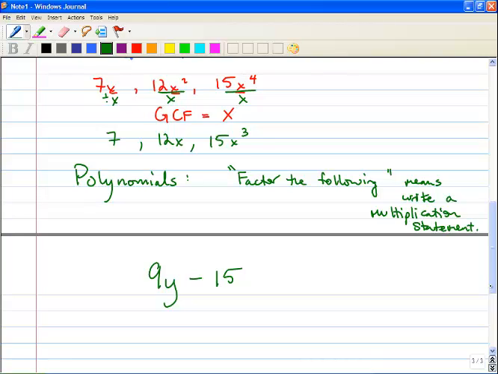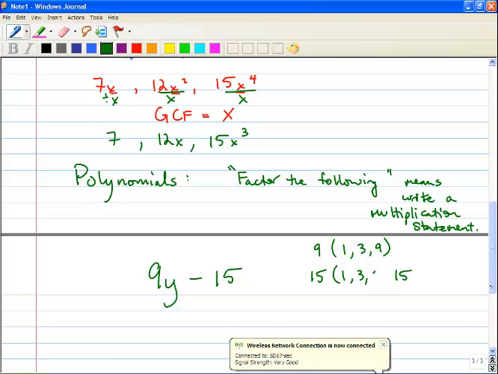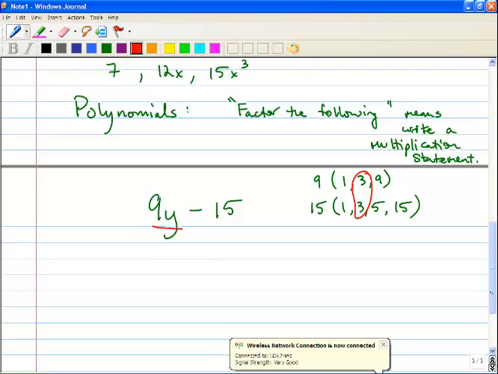Well, we look at 9 and 15. And those are my factors for 9, and we've got 1 and 15, and 3 and 5. My greatest common factor is 3. That means I can divide 9y by 3 and 15 by 3, and I get 3y minus 5.